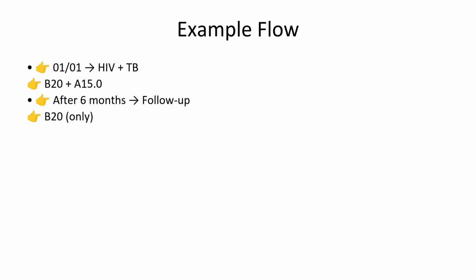Let's understand this with a timeline example. On January 1st, the patient is admitted for HIV with tuberculosis. We assign B20 followed by TB code. After 6 months, the same patient comes for a follow-up visit without any HIV-related condition. Still, we must assign B20 only. We should not assign Z21 in this case.